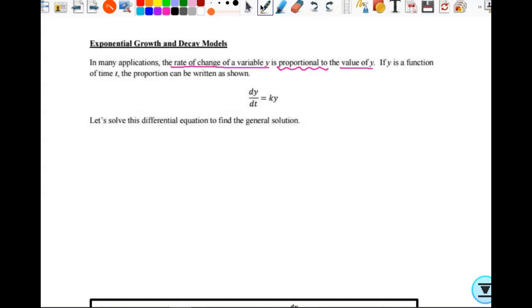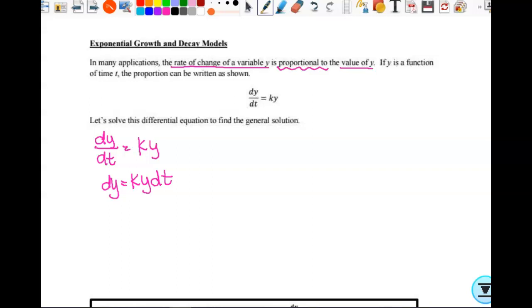So we're going to solve this one to find the general solution. I'm going to start by just rewriting this. dy/dt is equal to k times y. Okay, k is a constant. I'm going to multiply both sides by dt. So dy equals k times y times dt.